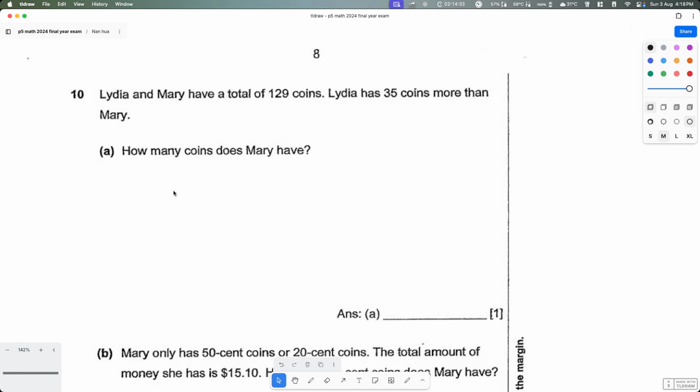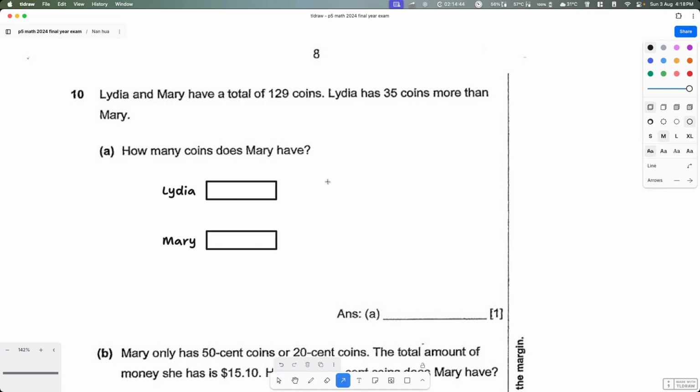Okay, so I'll draw a model. So Lydia, and then we have Mary, right? Both of them have a total of 129 coins. But who has more coins? Lydia, right? So Lydia has more coins. How many more? 35 more coins. So how many coins does Mary have?